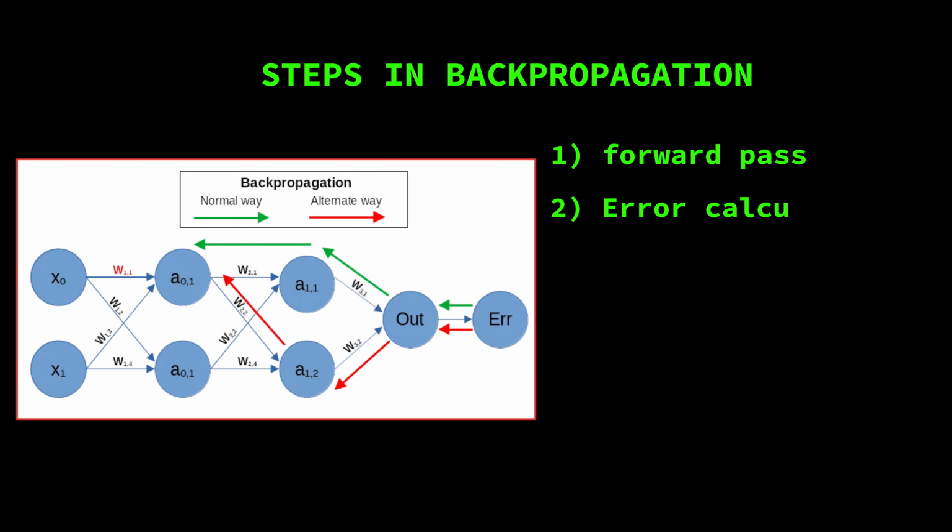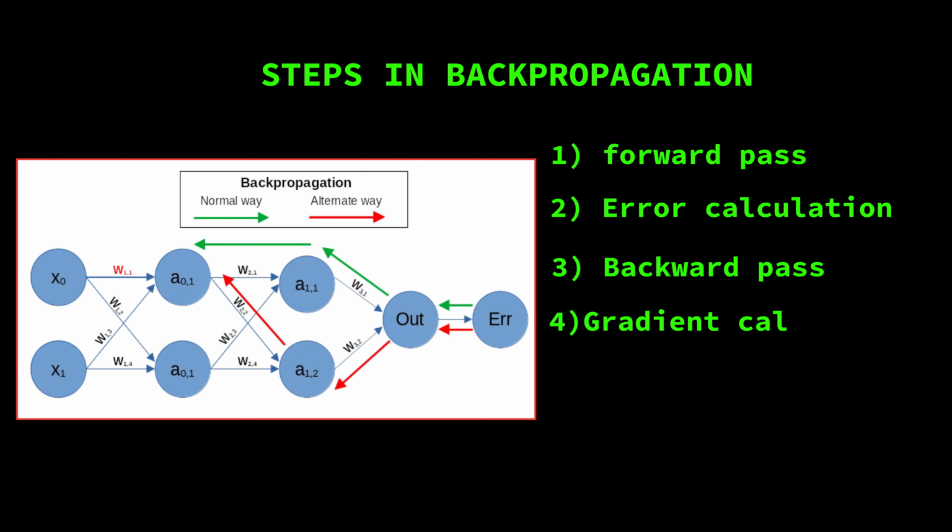Next, the error calculation, in which the error between the predicted output and the actual output is calculated, giving us the loss function. Step 3 is the backward pass. The error is propagated back through the network, starting from the output layer and working its way back to the input layer. The goal of the backward pass is to adjust the weights of the connections between nodes to minimize the error. Step 4 is the gradient calculation.